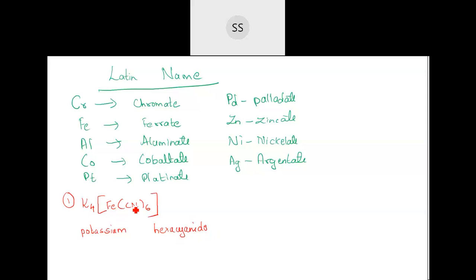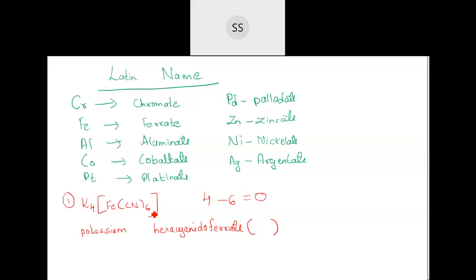Then you have the Latin name of the metal. For transition metals you have to write the Latin name, so that is ferrate. Then you have to end with the oxidation state. You can calculate the oxidation state. 6 cyanide ions are there, so it will be 6 minus, and potassium 4 are there, so it is 4 plus. So 4 minus 6 is minus 2, which will go to the other side because the whole complex is 0. So it will be plus 2.